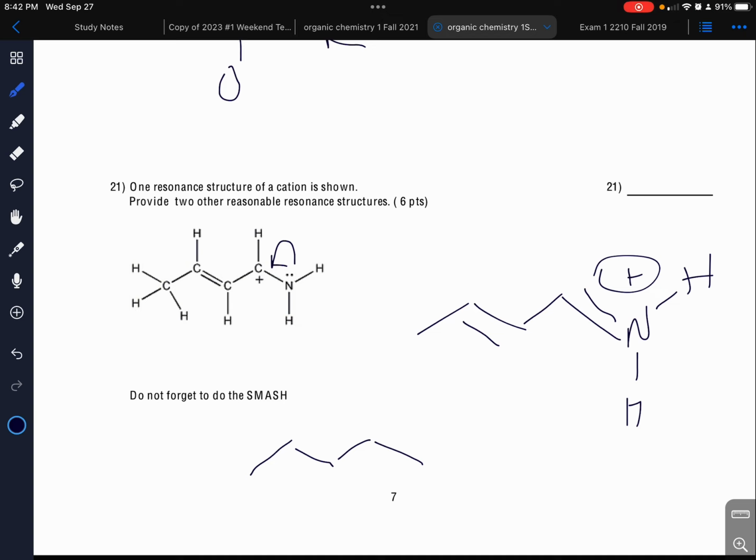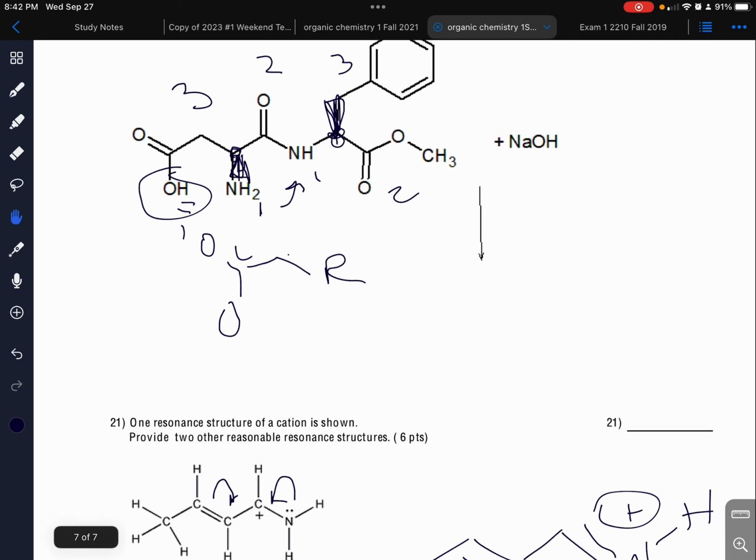And then I can also do one where this comes in to alleviate. So here I have NH2, a double bond here, and a plus on this carbon. Do I have anything else on here? That's it. Okay, that's it for this one.